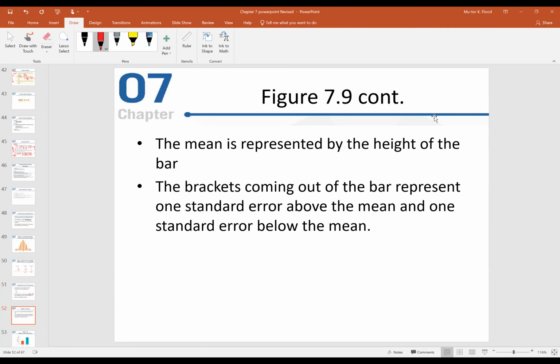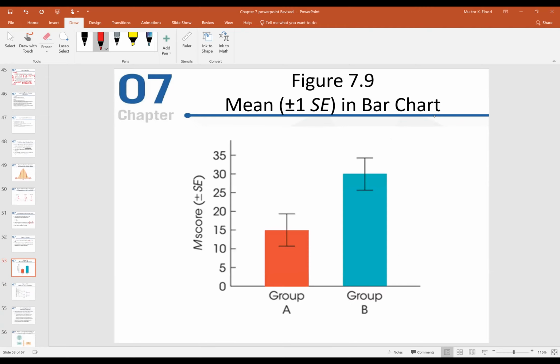So in the next figure I'm going to show you, the mean is going to be represented by the height of the bar. And the brackets that come out of the bar represent one standard error above the mean and one standard error below the mean. All right, so here is where the mean is at. This is the height of the bar. So these are where the means are at. The brackets coming out of it represent one standard error above the mean and one standard error below the mean. So when you see these in a chart, this is what is going on.